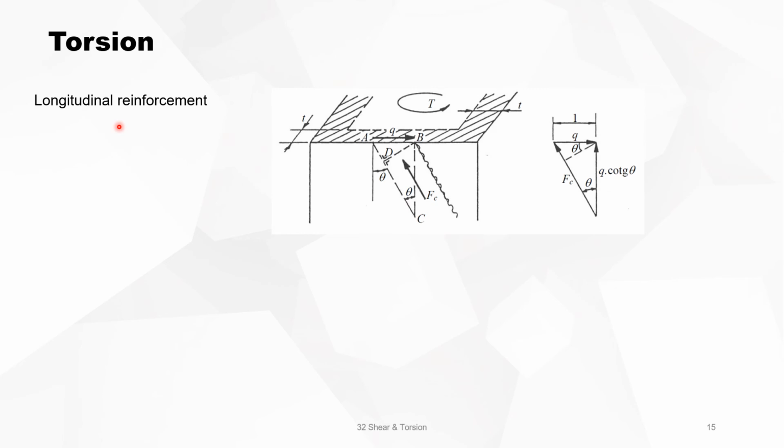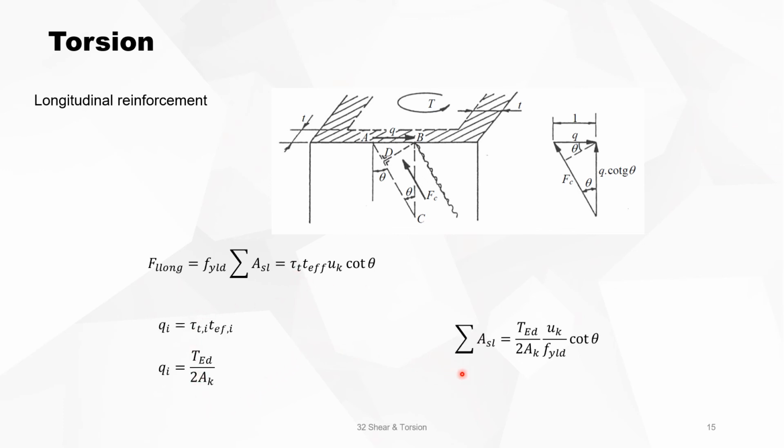And for the longitudinal reinforcement, the total force in longitudinal reinforcements is equal to this, and you can work this out. You substitute, and you have that the total longitudinal reinforcement, that's the sum, so it's the whole circumference, is the torsional bending moment divided by 2 Ak multiplied by uk and divided by the yield stress and cotangent theta.